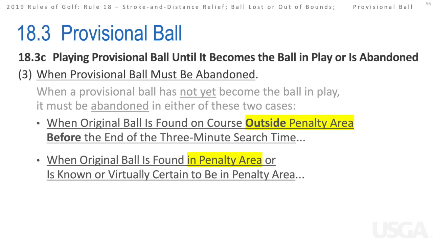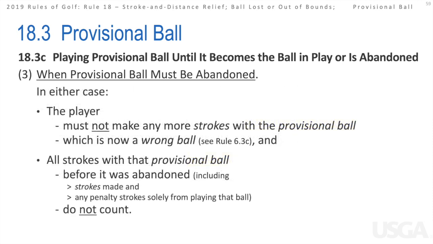So there are two situations when a provisional ball has to be abandoned. The first is when the original ball is found on the course outside a penalty area before the end of the 3 minutes, or when the original ball is found in a penalty area and it's known or virtually certain to be in there. So in either of those cases, the player cannot make a stroke on the provisional ball because that has now become a wrong ball. All strokes with that provisional ball that took place are canceled. They don't count towards anything, but the golfer has to proceed under the rule that applies to, say in this case, a penalty area. They can't continue with that provisional ball.